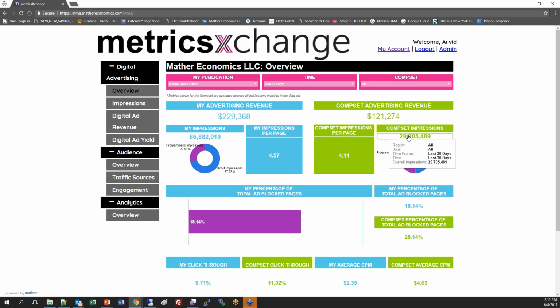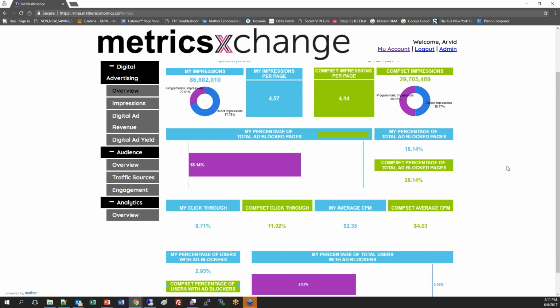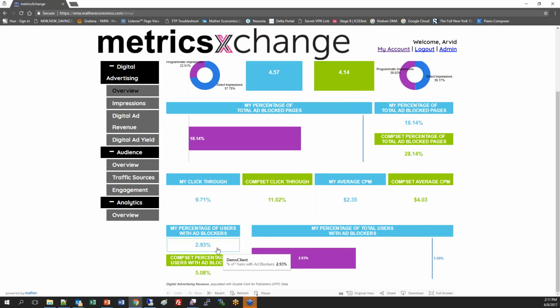So I'll walk through some of these metrics here and maybe highlight ones that I think are interesting. If I scroll down a bit here, the first thing that I'd really like to show is the ad blocking percentage. So at the bottom left here, you can see that for my composite newspaper website, I'm seeing about 3% of my users block ads, basically.